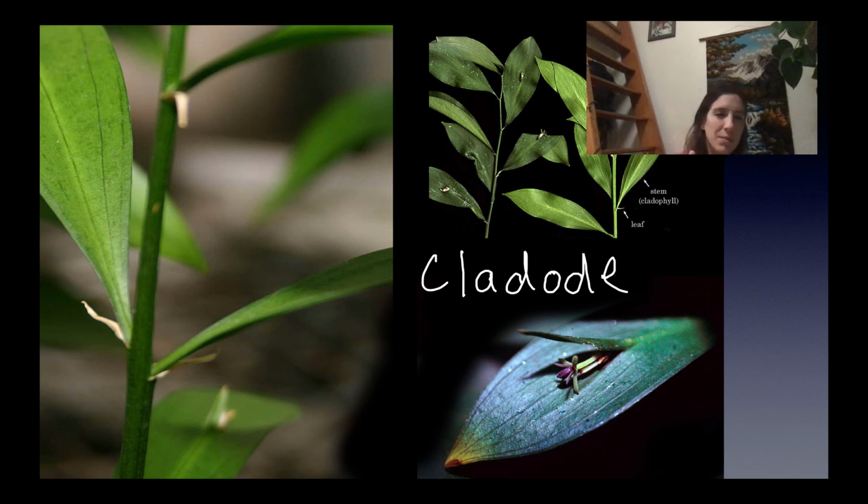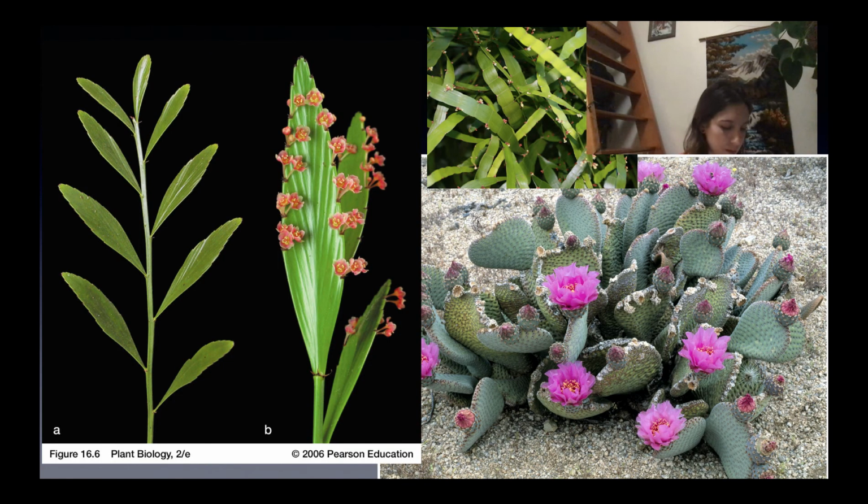Now, I want to be clear about something. I also hear this called a cladophyll sometimes. Crazy. Here's some more examples of cladodes. Maybe you've heard of a prickly pear. Yeah, a prickly pear, even though it's sort of those broad things, they're broad and green, they remind you of leaves, they're actually stems.